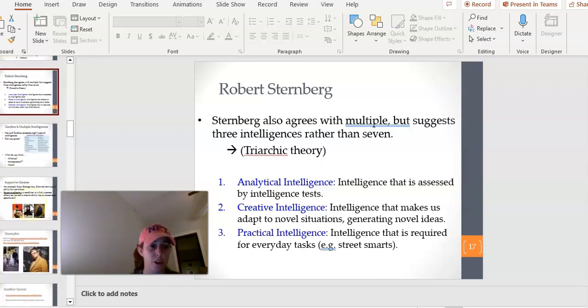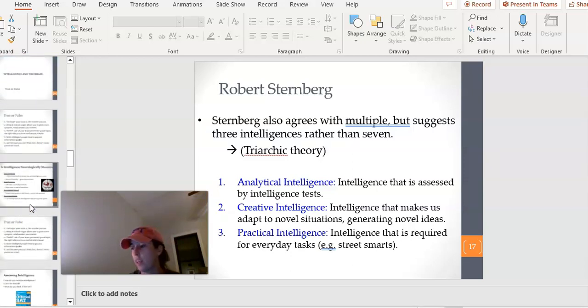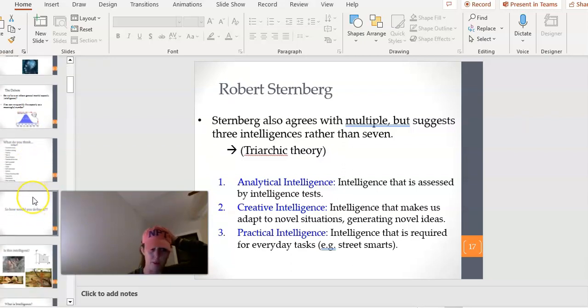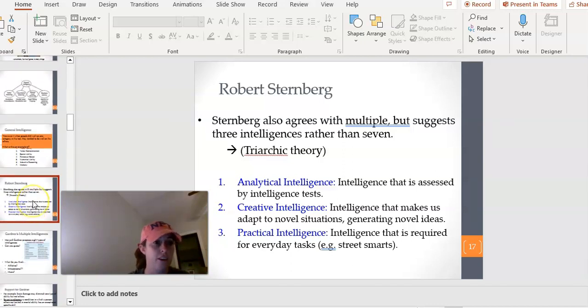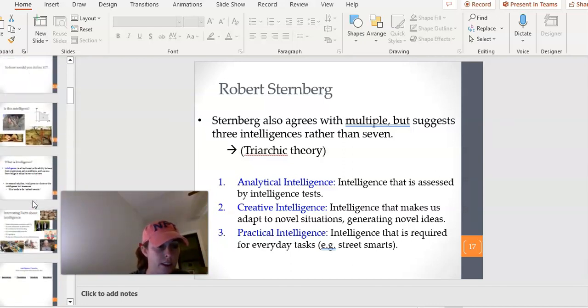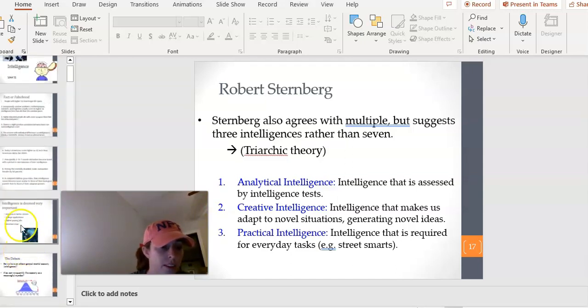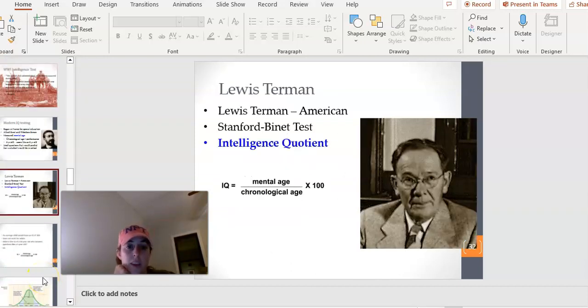Stanford-Binet, do you remember the equation? IQ equals blank over blank. Remember this? Can you write it down with remembering? IQ equals mental age over chronological age. Sorry, it's hard to find this stuff in here. Okay, I found it, right? IQ equals mental age over chronological age times 100.